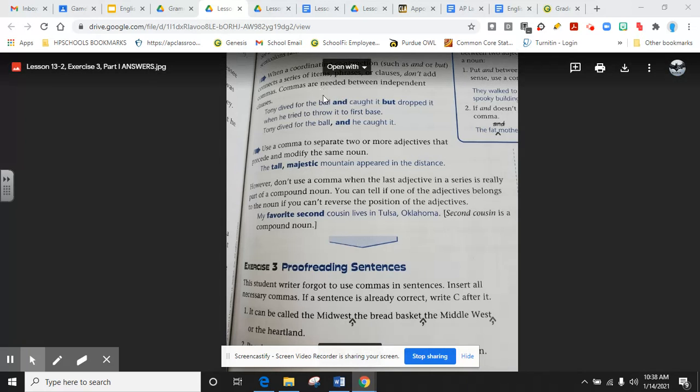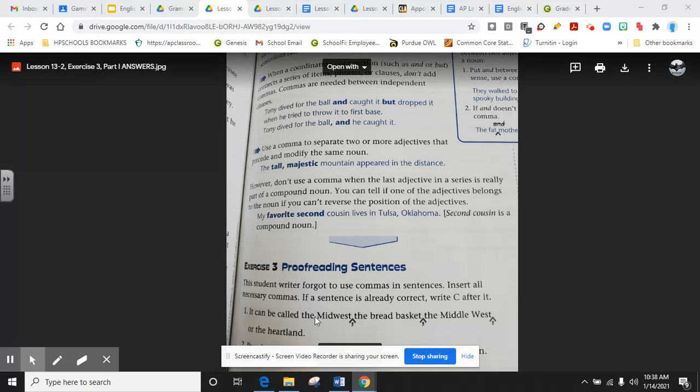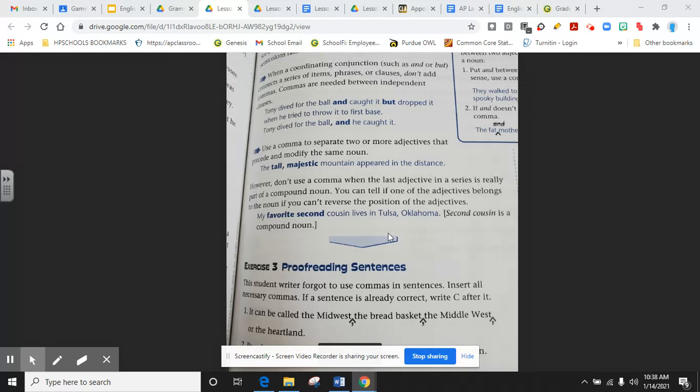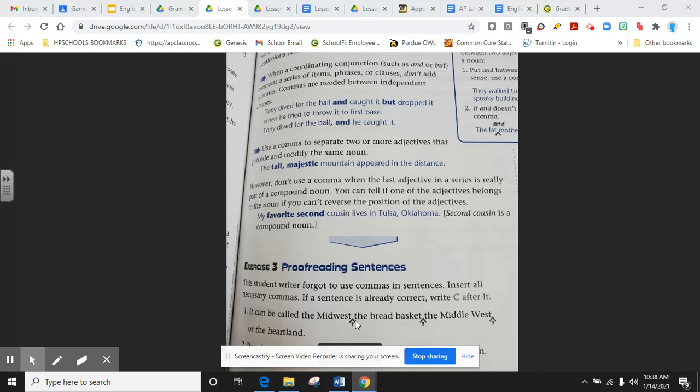Okay, so we talk about series, we talk about separating two adjectives before a noun. Let's look at some of the examples. So it can be called the Midwest, the breadbasket, the Middle West, or the Heartland. So this is the series, as we see up here. So when you have nouns in a series like this, the Midwest, the breadbasket, the Middle West, these are all separate entities. You want to separate them with commas.